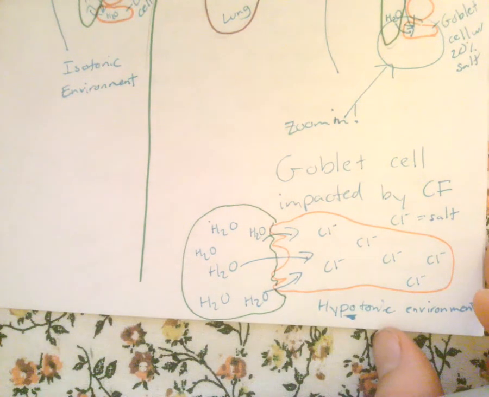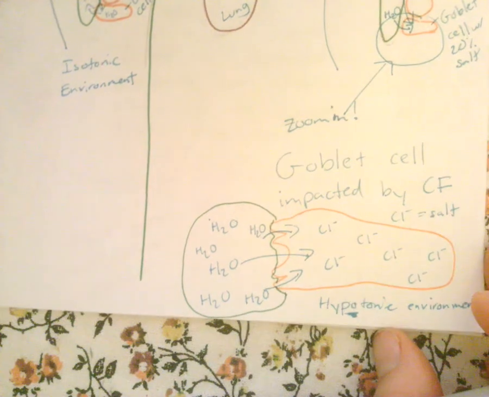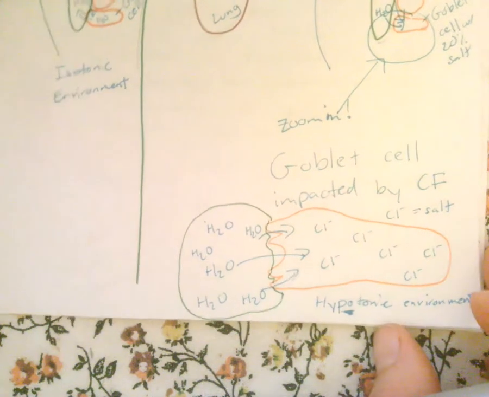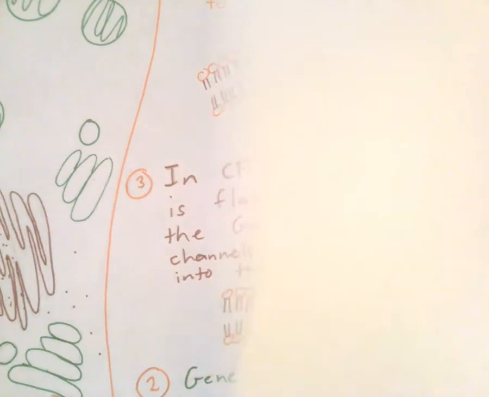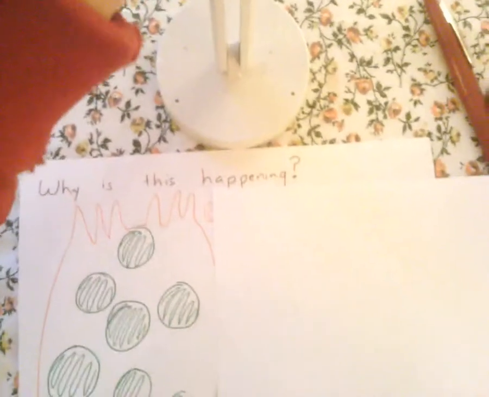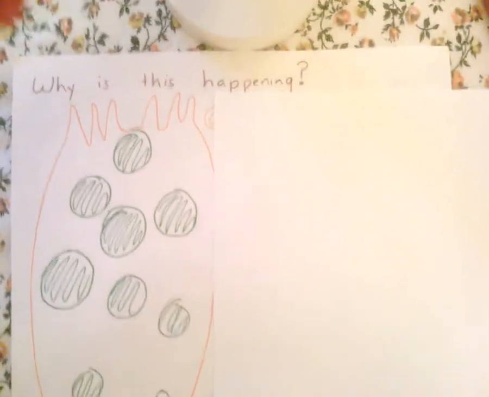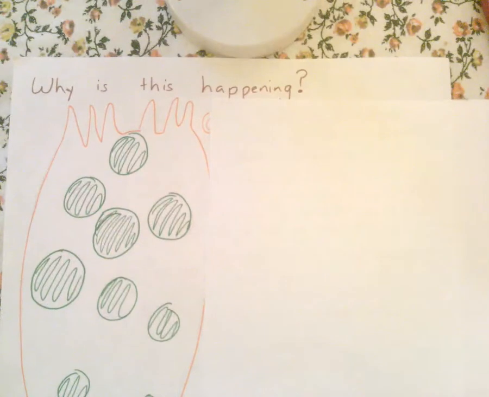All right, so let's move on to our next one, okay? So we need a little bit more information. So here, I'm going to zoom out. I got a little crazy with my drawing this time. So I made a giant goblet cell, and it says, what is happening?